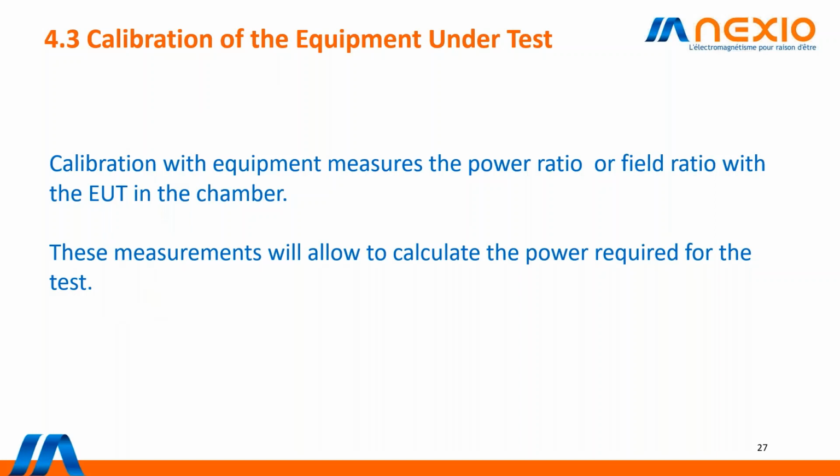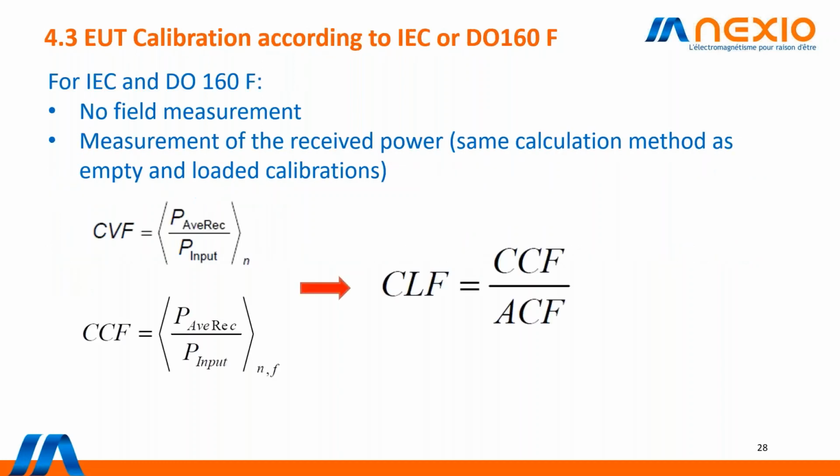So calibration with equipment measures the power ratio or field ratio with the EUT in the chamber. This measurement will allow us to calculate the power required for the test. So for IEC and DO160F, there is no field measurement, only the measurement of the received power. Same calculation method as MT and loaded calibration. Then the CLF will be used to calculate the required power.